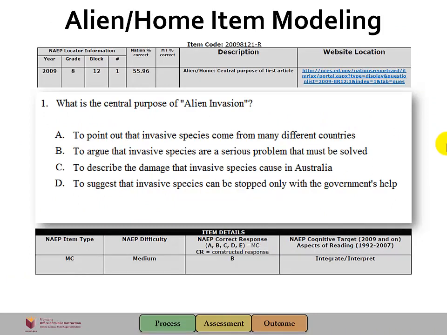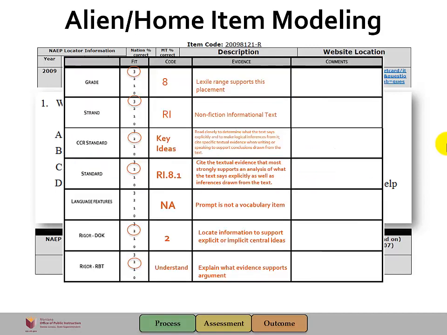The question: what is the central purpose of the Alien Invasion? So what grade is most appropriate for this item? The grade that is most appropriate for this item is an 8. The Lexile range supports this placement. The strand that is most appropriate for this item is informational text. The college and career standard being addressed with this item is key ideas and details. Students should read closely to determine what the text says explicitly and to make logical inferences from it. Cite specific textual evidence when writing or speaking to support conclusions drawn from the text.